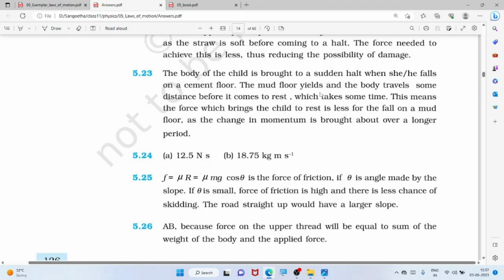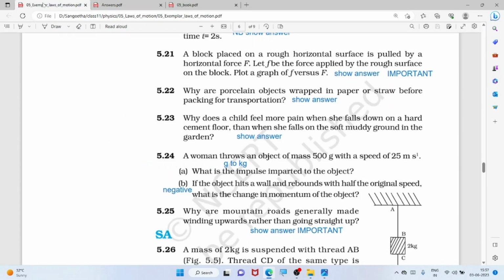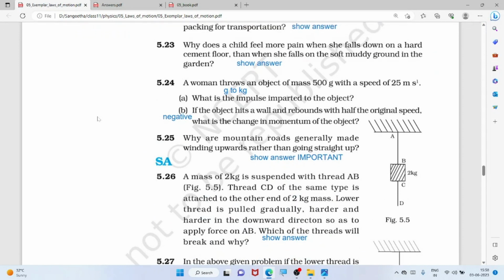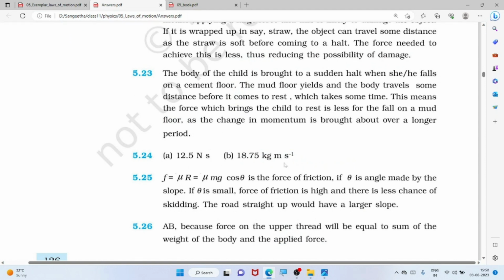The mud floor yields and the body travels some distance before it comes to rest. A woman throws an object of 500 grams with a speed. This means what is the impulse? Change in momentum. Okay. 5.24. To find the impulse, we have to convert grams to kilograms.